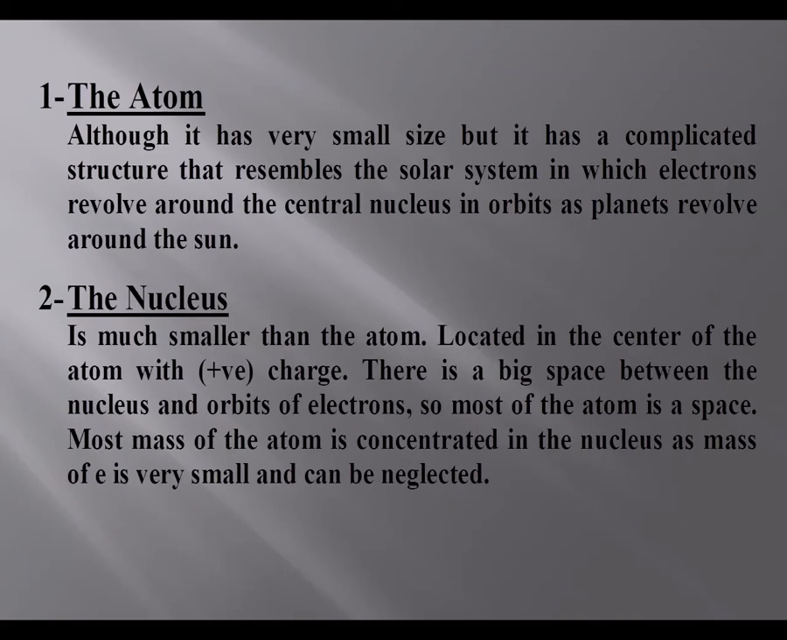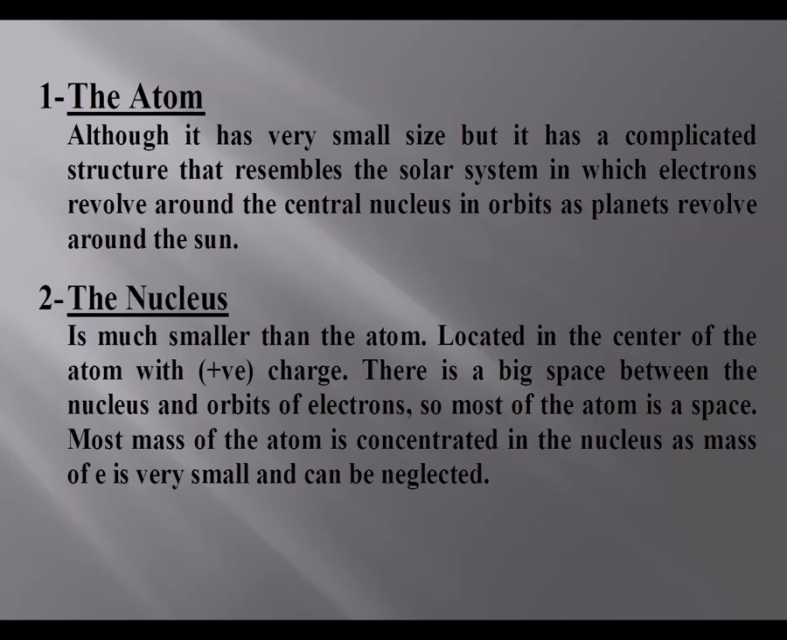According to Rutherford, the structure of the atom is: the atom, although it has a very small size, has a complicated structure that resembles the structure of the solar system, in which the electrons rotate around the nucleus in orbits. This is number 1. Number 2 is about the nucleus, which he supposed is much smaller than the atom, located in the center of the atom, and positively charged. There is a big space between the nucleus and the orbits in which the electrons rotate.